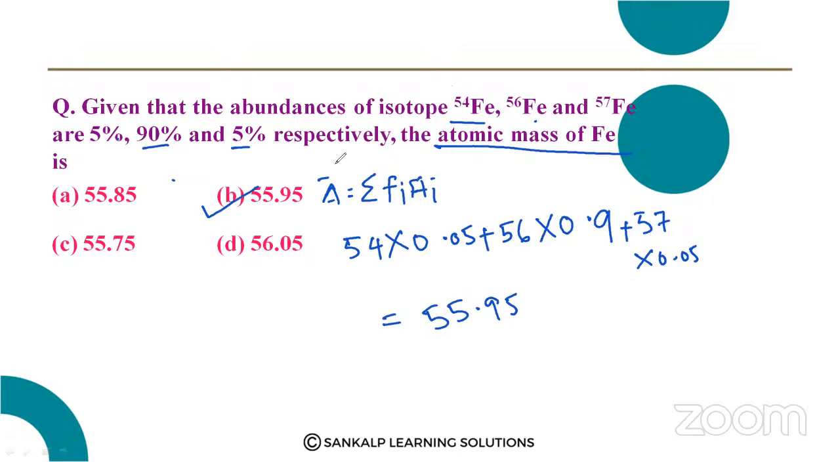So whenever the fractional abundance of isotopes is given, you have to find the atomic mass, that is the average atomic mass, with this particular formula. Okay, so this is the way you are going to solve average atomic mass.